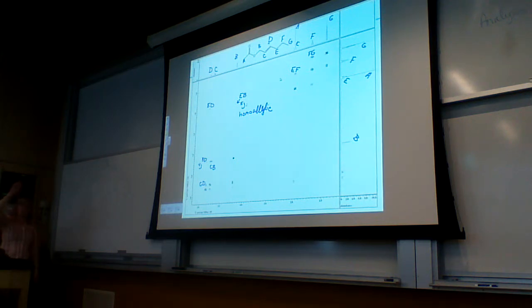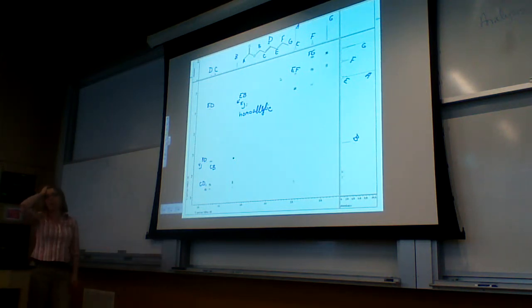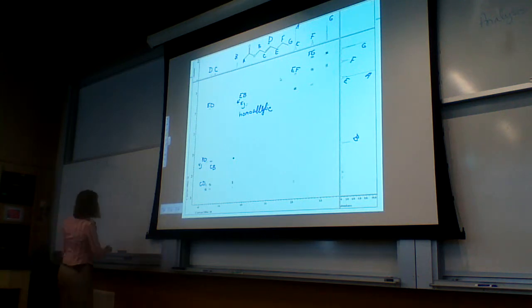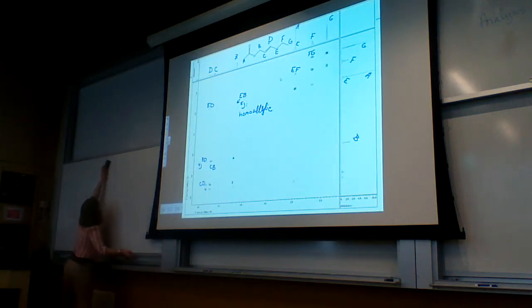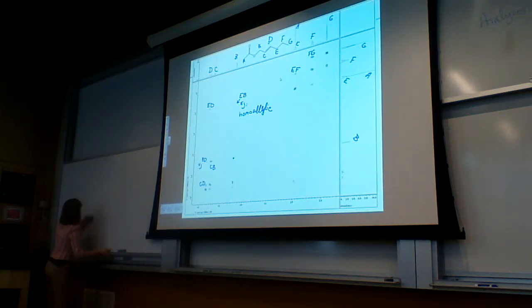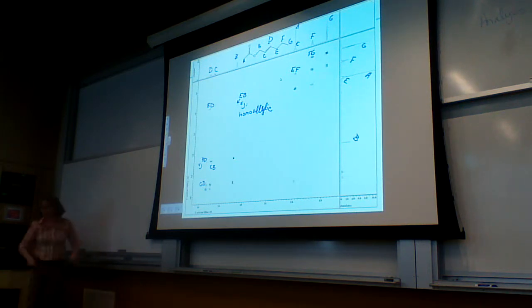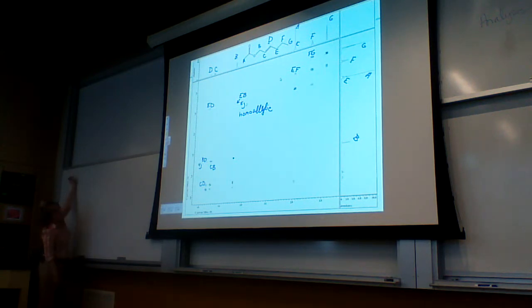So COSY helped us to assign the last peaks, and we know which coupling constants we're going to need to measure in order to do a full tree diagram. So we know we need a JCD, we need a JCB, we need a JED, we need a JEB, JEF, and I'm just taking those cross peaks and writing them down.